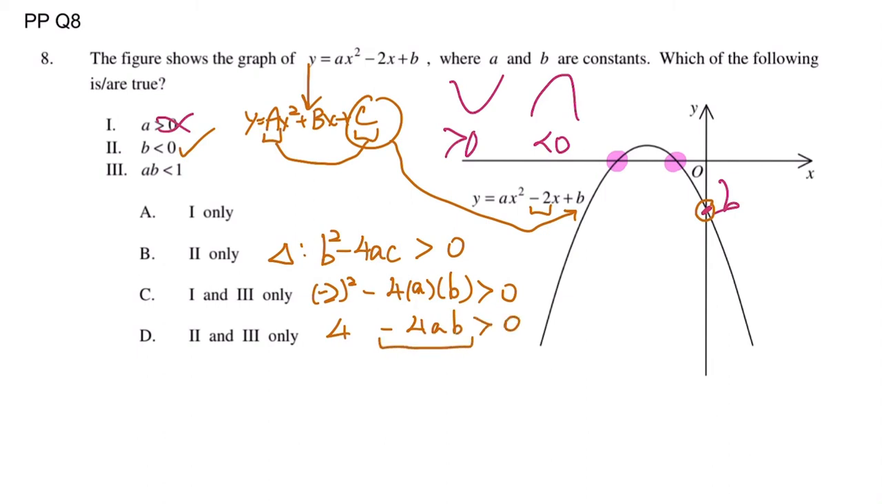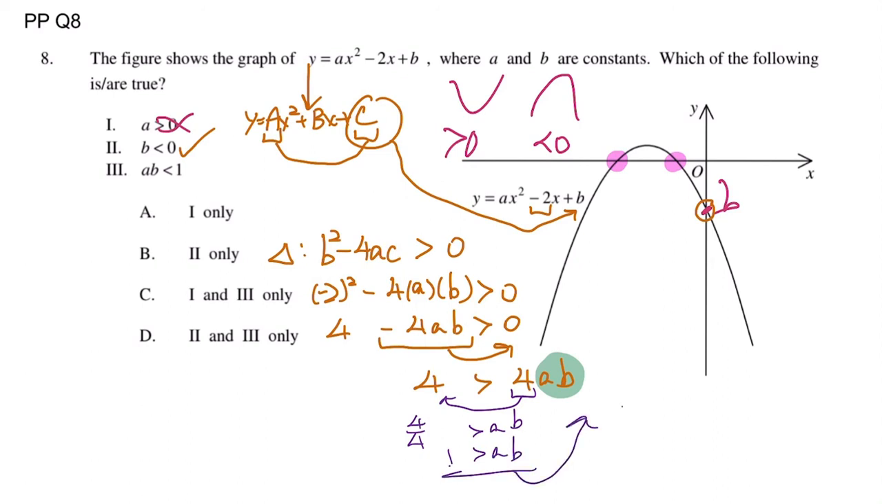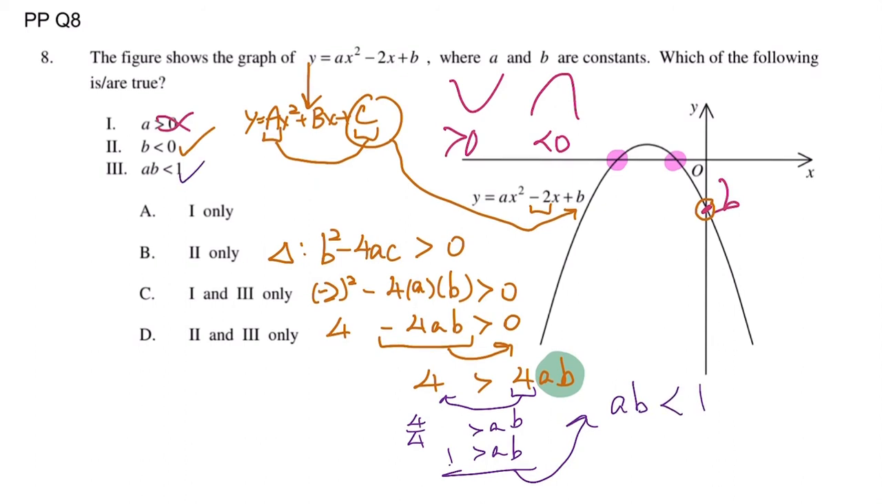Because this one is negative, let's move it to the other side so it looks better for ab. But remember, we just need to find ab. We don't need the 4. The 4 is multiplying here, so if you want to remove it, it goes to the other side and divides. So 1 is larger than ab, so ab is less than 1. Let's write it neatly: ab less than 1. In other words, this is also correct and your answer becomes D.